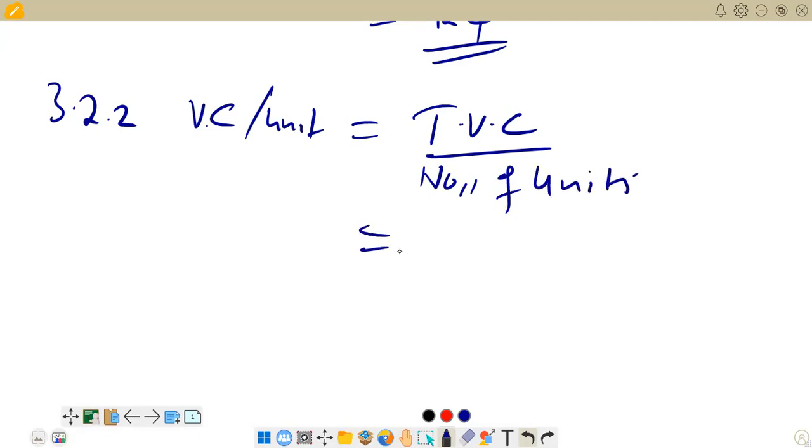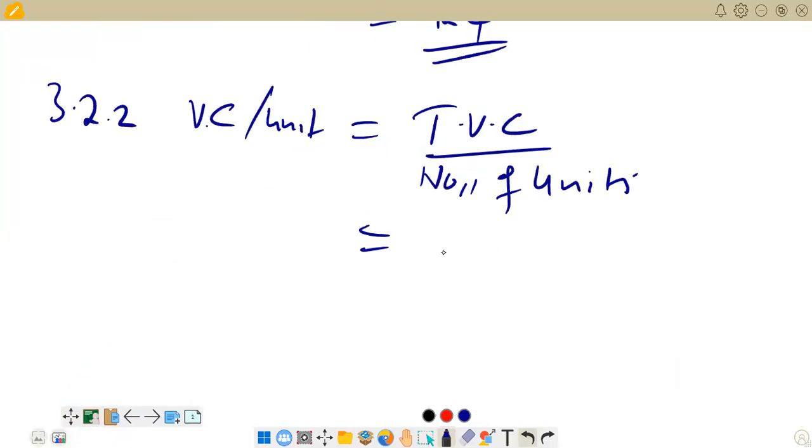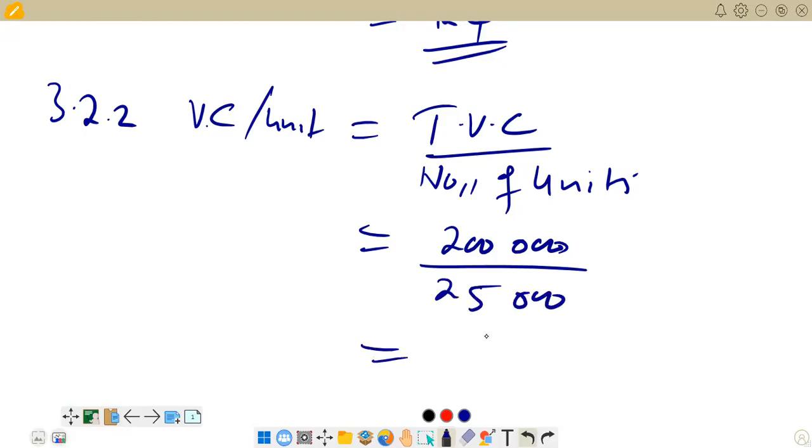Then our total variable costs, we recheck the actual figures that we are given in the question. Our variable cost we are given is 200,000. Then units we have got 25,000. So that's what we are just going to substitute there. We have 200,000 as our numerator, and then number of units, there we have 25,000. Then when we calculate that one, we are going to get 8 rand. So it's going to be 8 rand per unit, obviously.